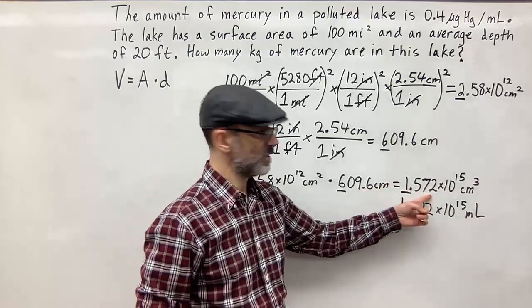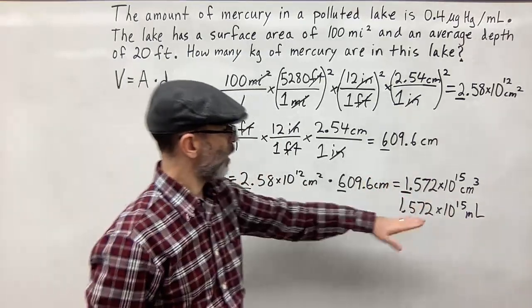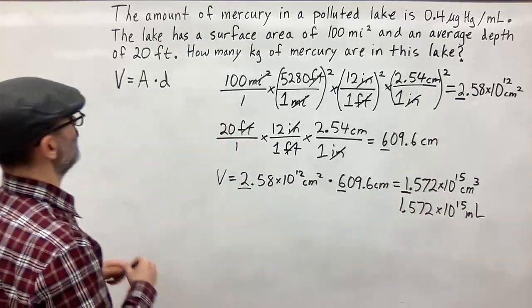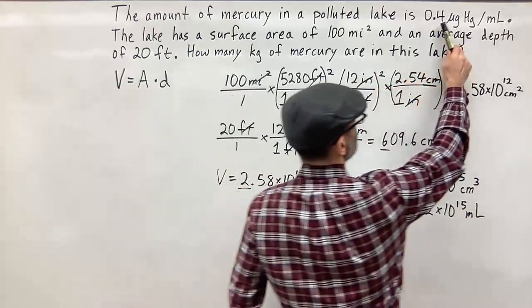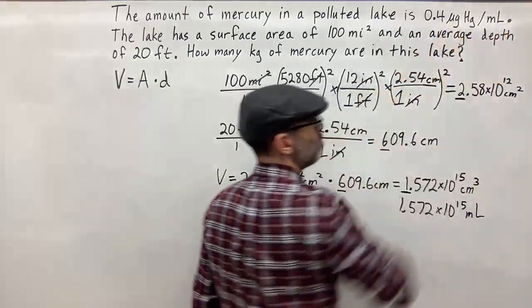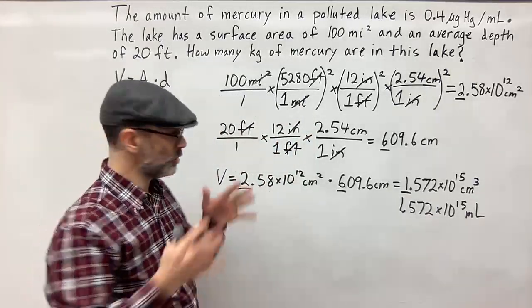But we're going to use this in further calculation, so I'm going to keep the rest. Now I have the volume of the lake. Now all I need to do is use this as a conversion factor to convert milliliters to micrograms. So I'm going to go to mass. I'm going to convert the volume to mass.